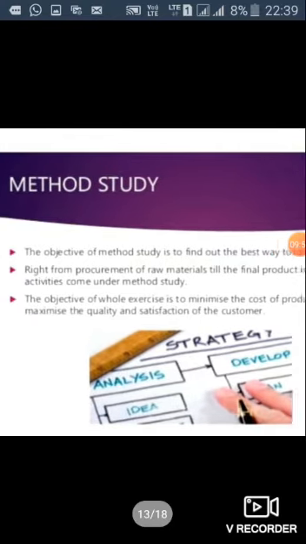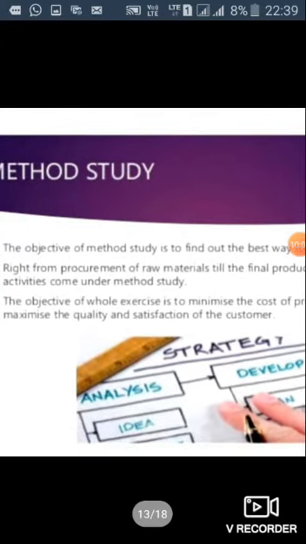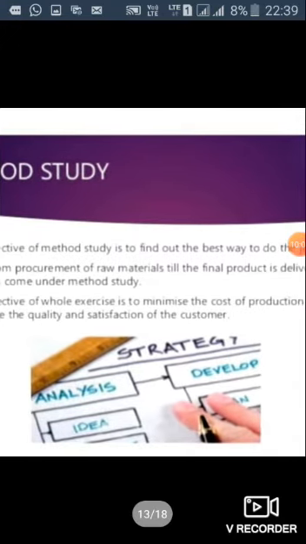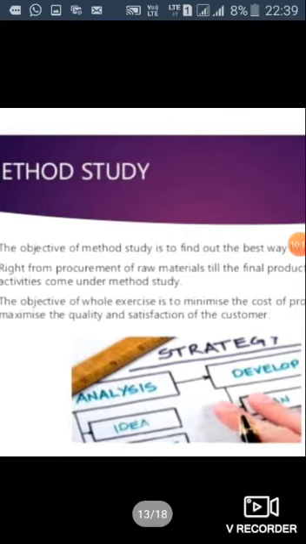So what is the best way of keeping the raw material? The best method of doing this job is that the raw material should be kept nearer to the production place. So this is method study. It is concerned with finding the best method. Many methods are there, but what is the best method of doing a particular job? So this is method study, to find out one best method of doing a job, to minimize cost of production and maximize the quality and satisfaction to the consumer.